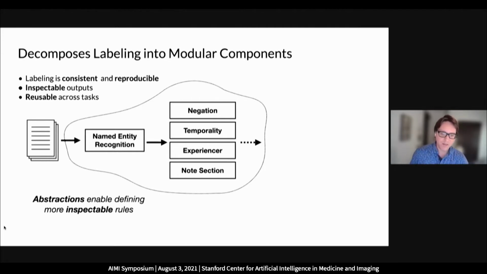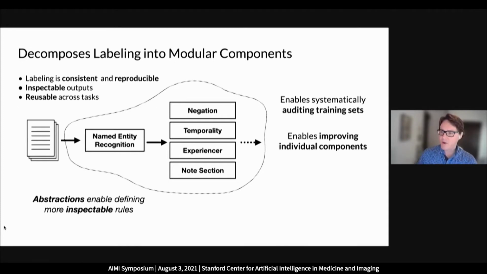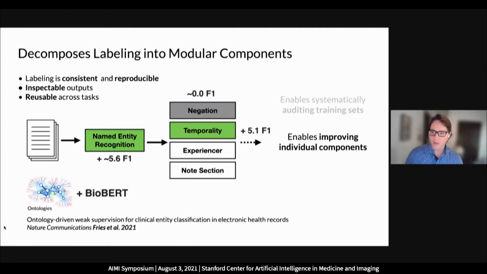And so we built a variety of abstractions around various note concepts like named entities and sections of notes and negation. And what's great is this gives us a process to audit the data, while also decomposing the problem in a way that allows us to improve individual pieces. And for example, we have a paper out just this year that looks at named entity recognition and how BioBERT can be used to improve performance. We found that NER and temporality saw big benefits from using a deep learning model, but things like negation didn't see any benefit at all. We could just use a rule-based model.